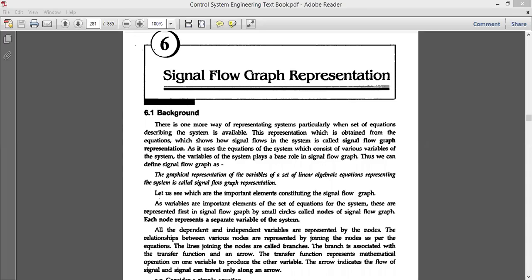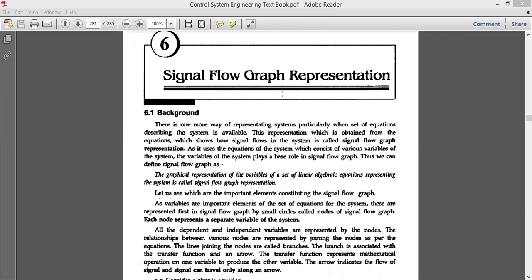Signal flow graph representation. I welcome everyone to this video lecture on signal flow graph representation. Chapter number 6, module number 2. As we have seen in our previous class regarding block diagram reduction and block diagram reduction techniques, this is the continuation part of the block diagram.